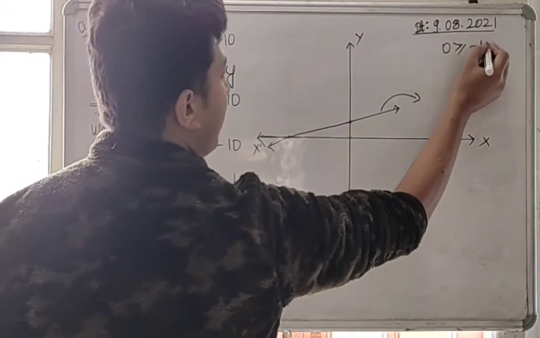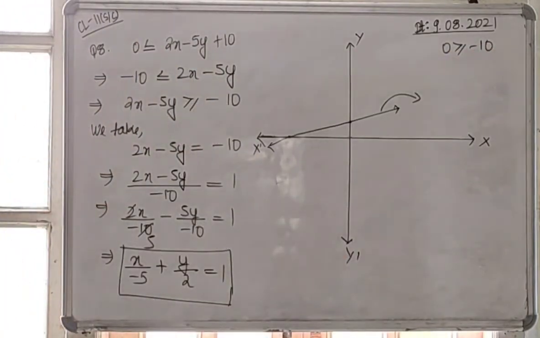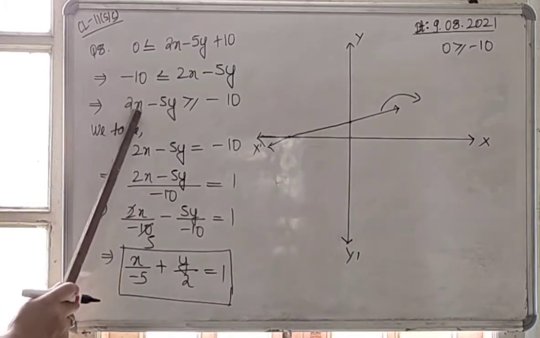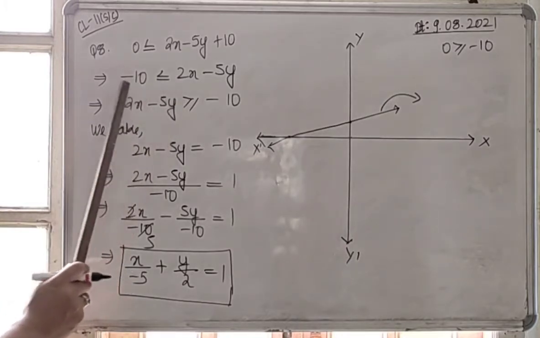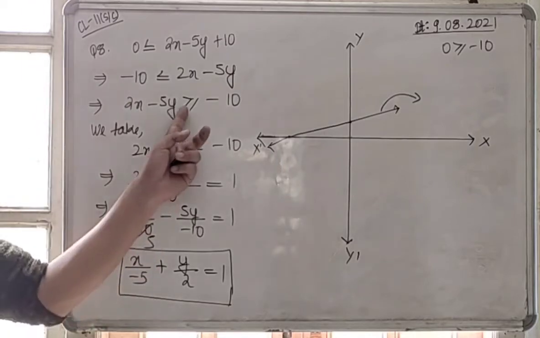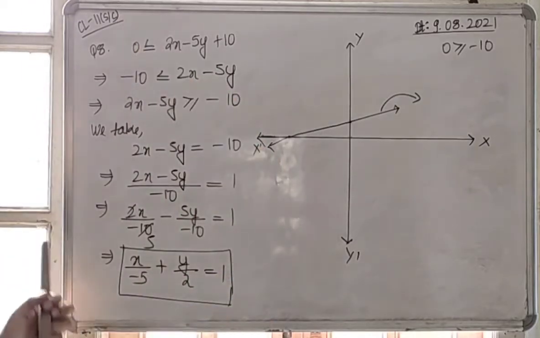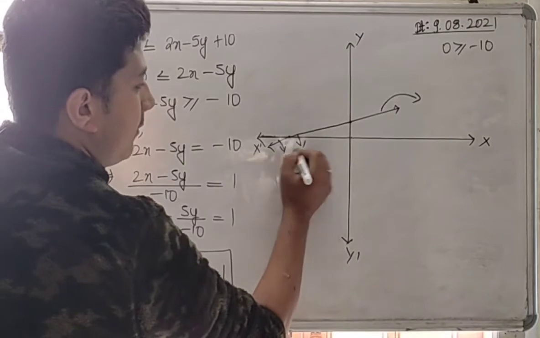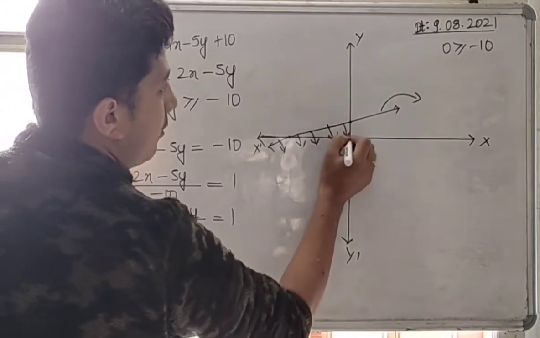Is 0 greater than or equal to minus 10? Obviously 0 is greater than or equal to minus 10. 0 is not less than. So you put x equals 0, y equals 0, the whole thing is 0. So 0 is greater than minus 10. Obviously it's true, so hence it will be towards the origin again. It will be towards the origin.